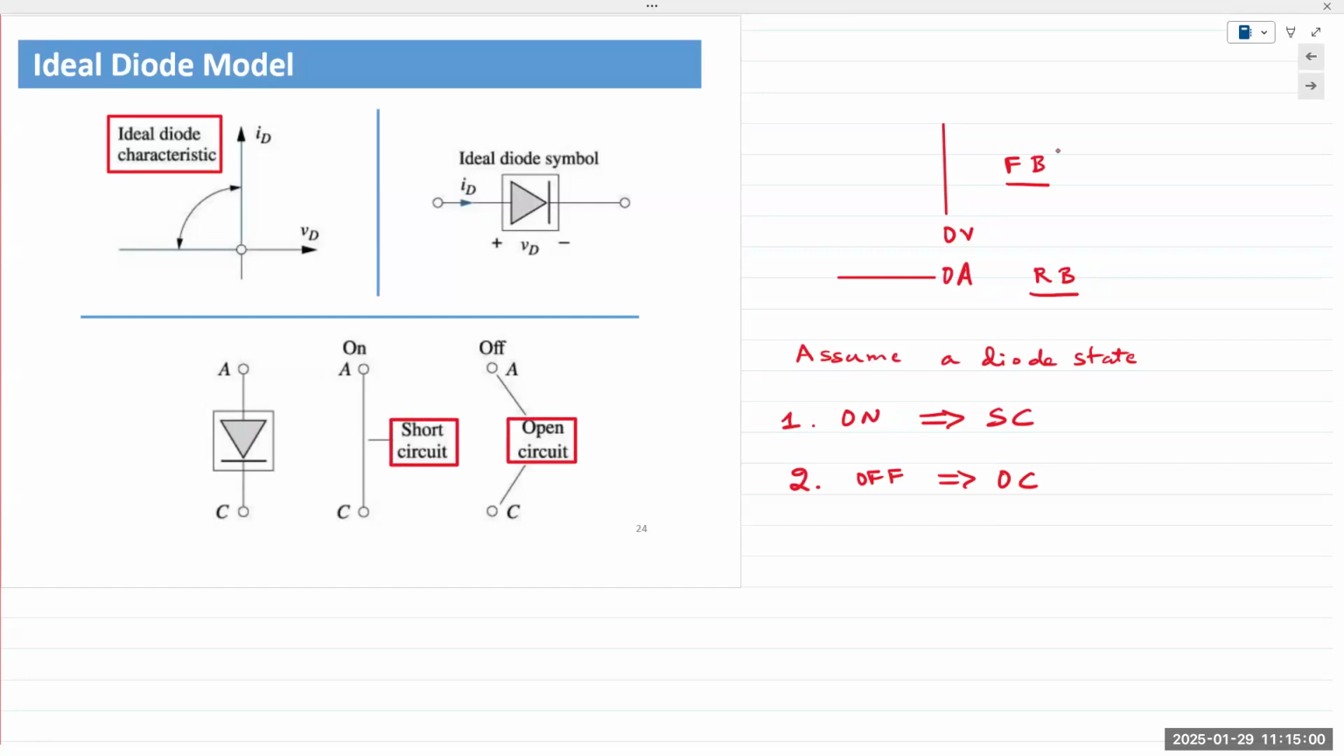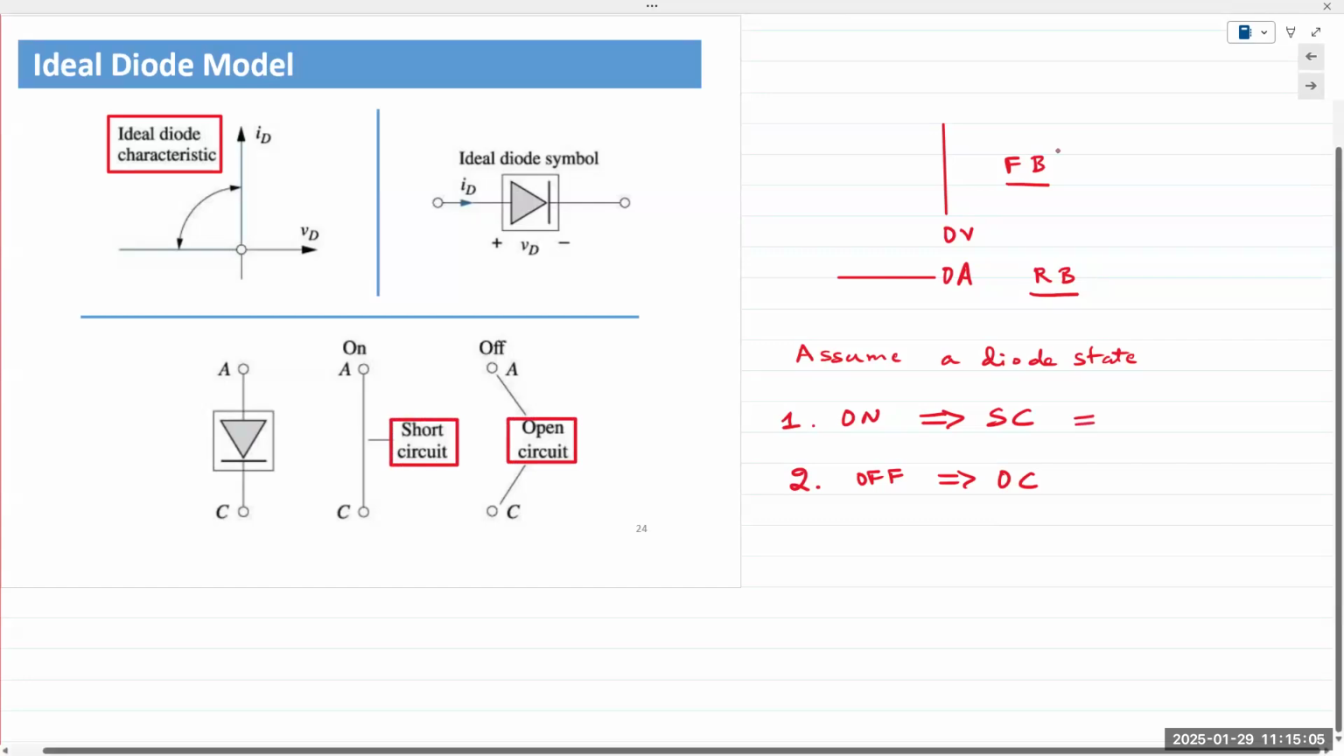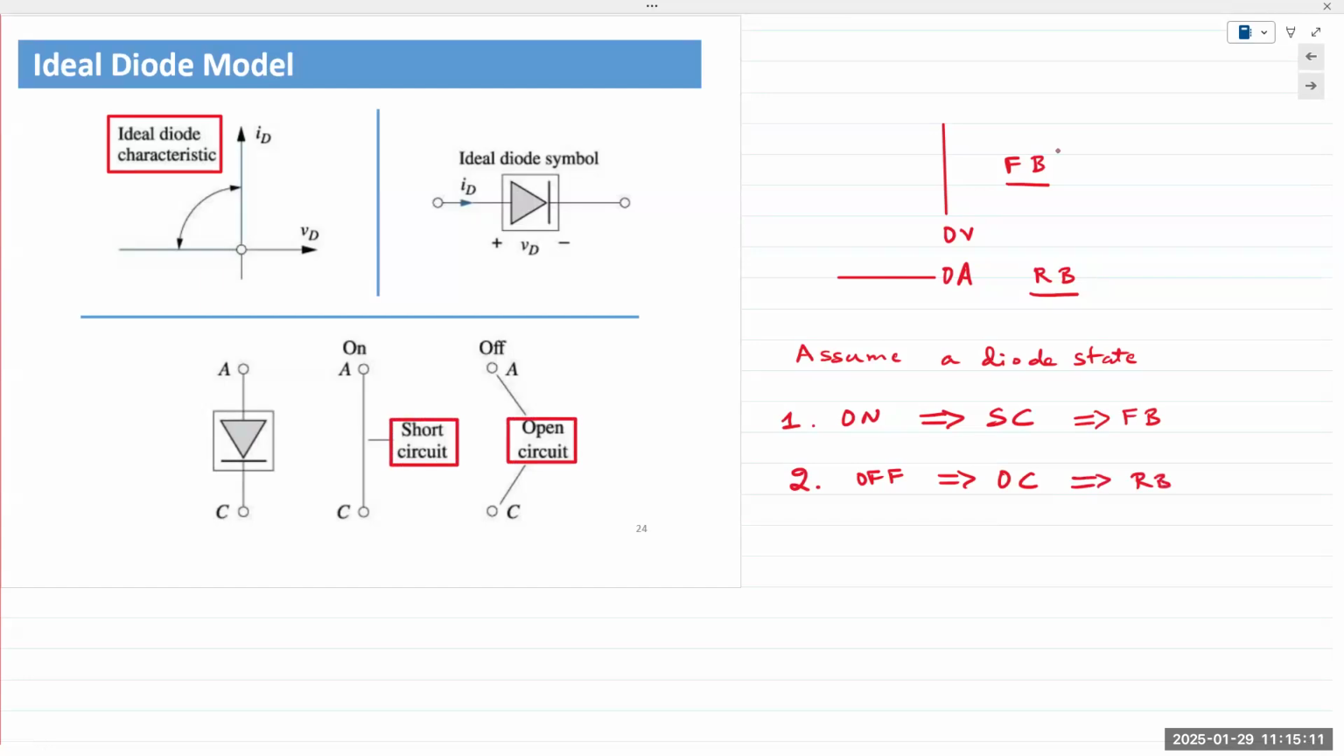Make sense? Yes, questions? So this would be forward bias. This would mean it's reverse bias. Actually, that would be the starting point. Thank you for bringing it up.